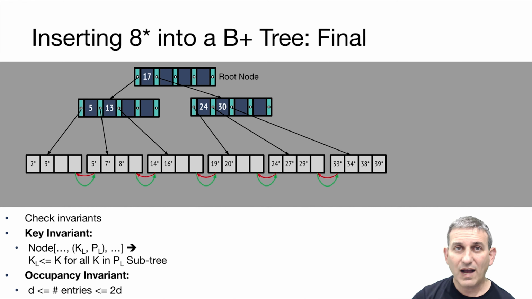How about our occupancy invariant that we added for the B plus tree? Is it true that every node other than the root has at least half of its entries full? So its number of entries is between the order d and 2d. And you can see that's true as well. There's at least 2 items on every one of these nodes.